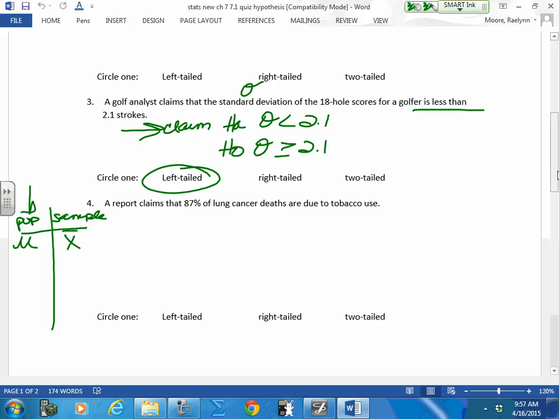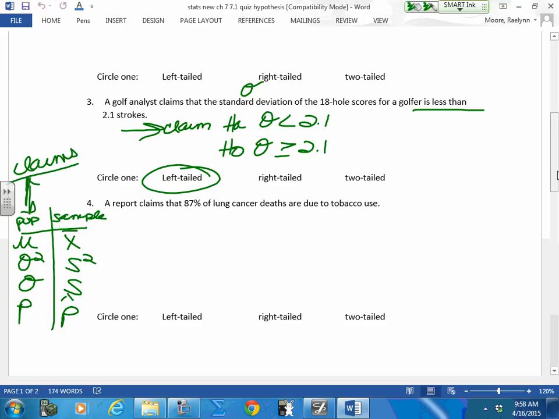All our claims are made about a population. We challenge those claims using a sample that we find. But we want to make this inference, this challenge against a population claim. The variance versus the sample variance, the standard deviation versus the sample standard deviation, and the proportion versus the p-hat. All of your claims are against a population.